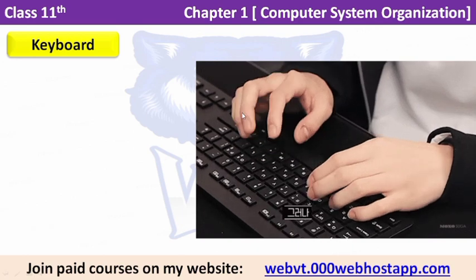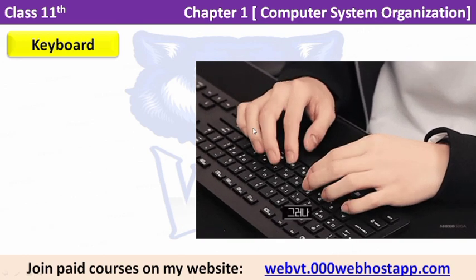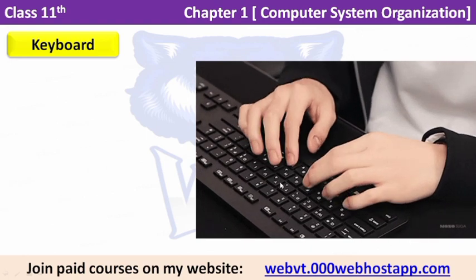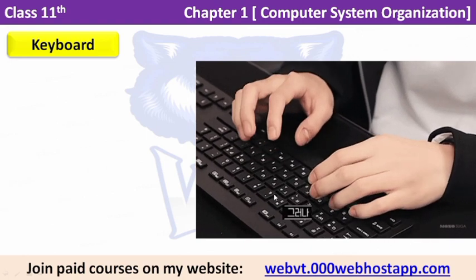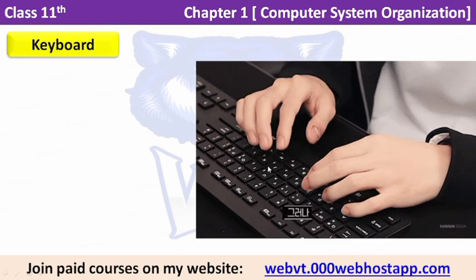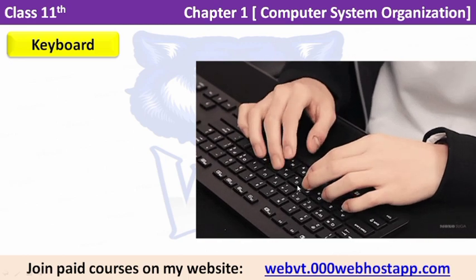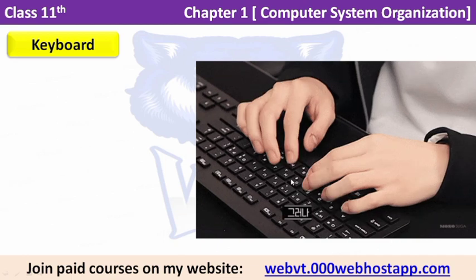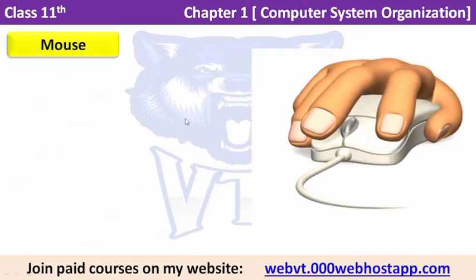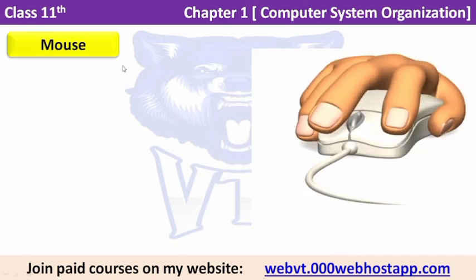Keyboard directly enters the data in the form of letters, digits and commands. There are several types of keys on the keyboard like function keys, number keys, alphanumeric keys, enter button, escape button, space button, and more. After that, we discuss the mouse.